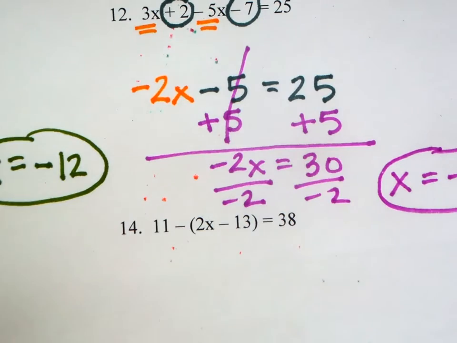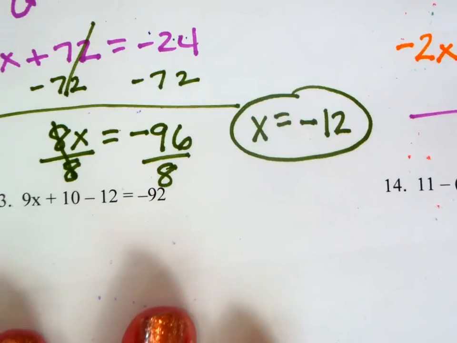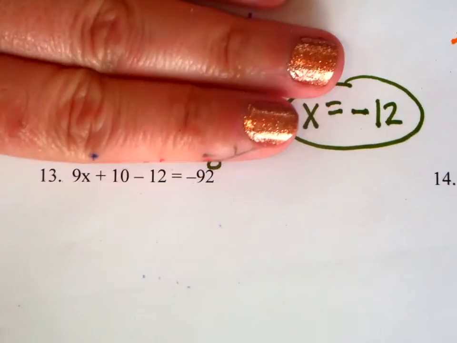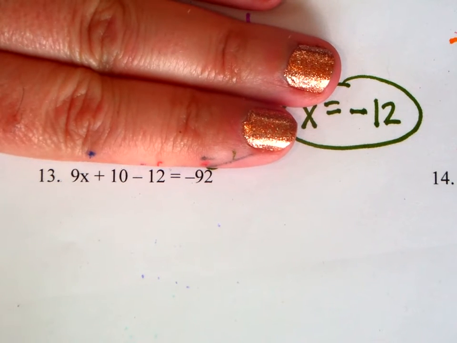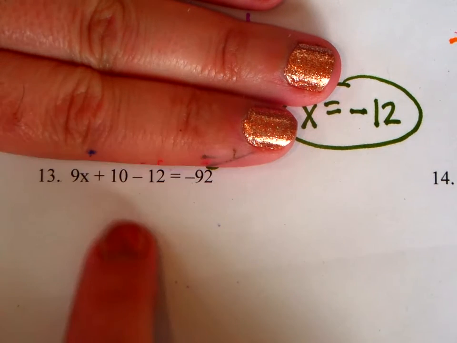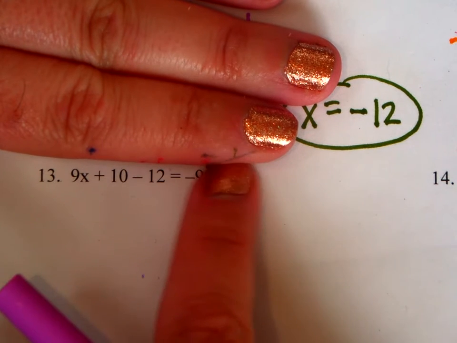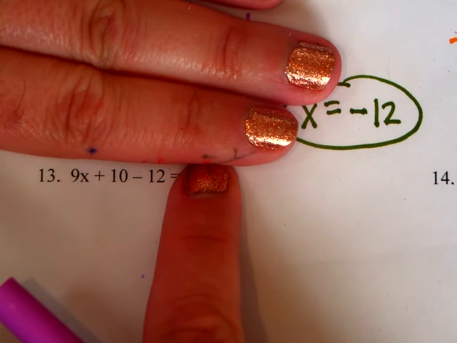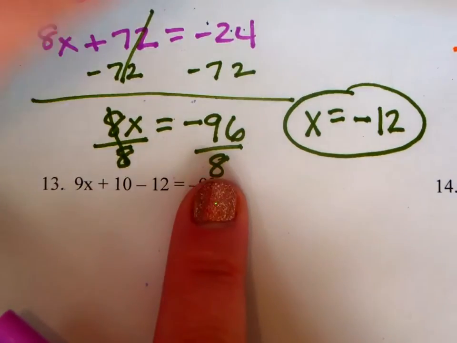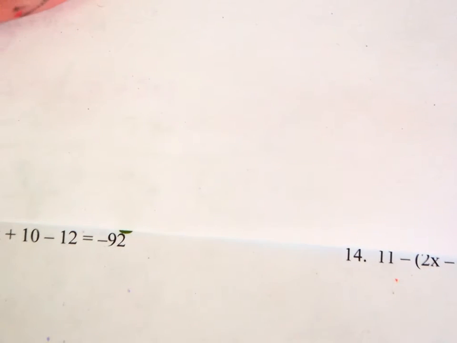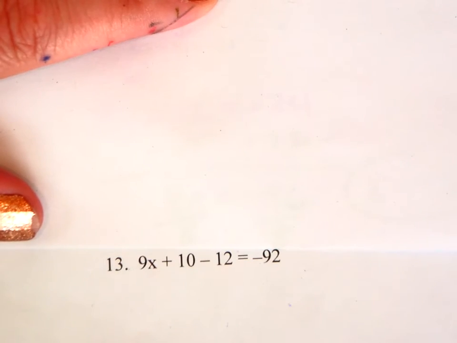Okay, next problem here is number 13. I like this problem because it sort of reminds people that you don't have to have more than one thing to combine on one side if you'd like to combine. So I can combine that 10 and the negative 12 right here. I'm going to put a little sheet of paper on top of the other portion so that you can see this better. There we go.